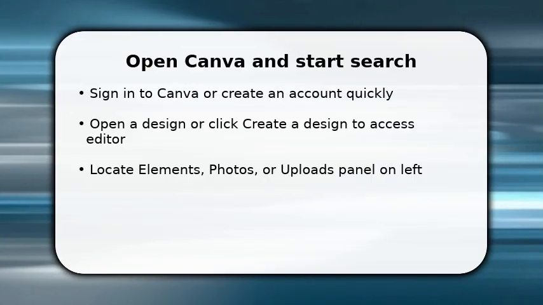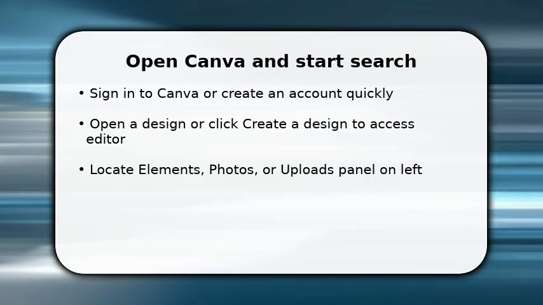You're signed in and ready. Open the design where you need an image. Click Photos or Elements on the left sidebar to start. Type a clear keyword, think nouns and style words, because Canva matches tags and metadata.